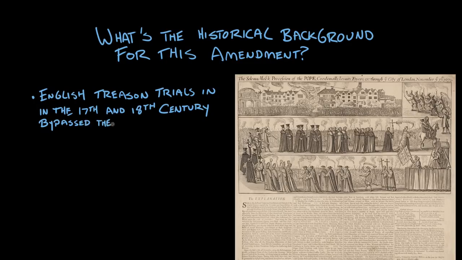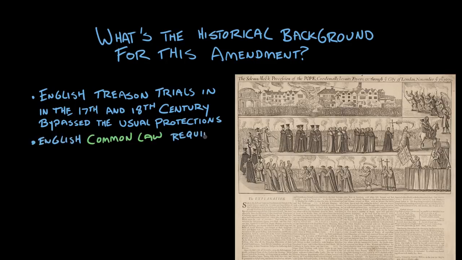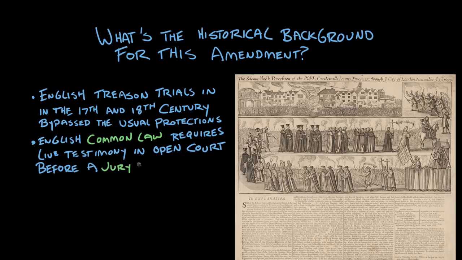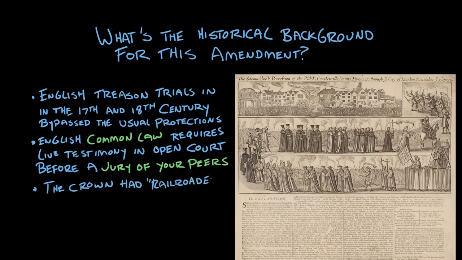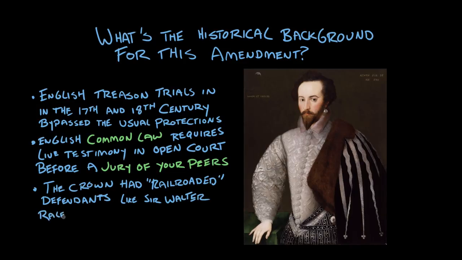The Anglo-American system is known as the common law. It involves live testimony in open court before a jury of your peers. And the jury ultimately decides, did you do it? Were you blameworthy? Do you deserve the punishment? Well, the Crown had railroaded some of its political opponents, people like Sir Walter Raleigh, people accused in the Popish plots during the strife between Catholics and Protestants. And some of these convictions were later understood to have been wrongful ones.